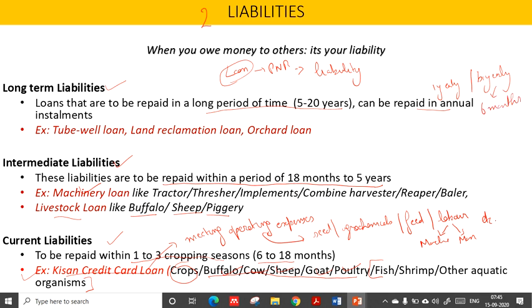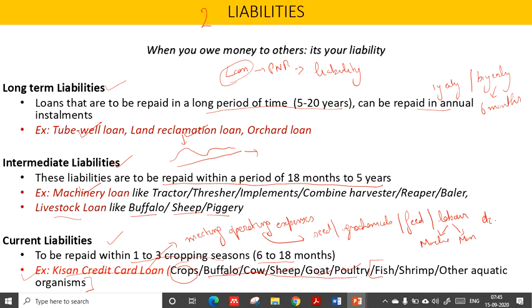Okay, so what are these types of loan? For installing a tube well at your farm, for land reclamation. Let's say your land was kind of undulating, you have to make it straight. That will take a lot of effort, a lot of money. So it is for land reclamation.